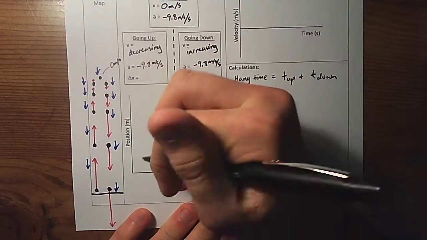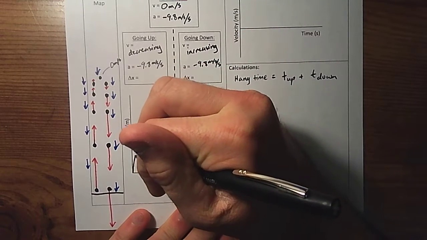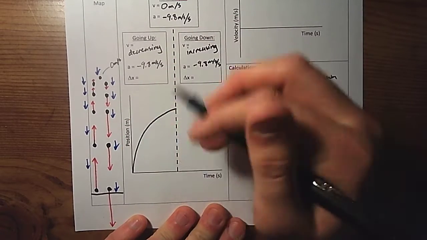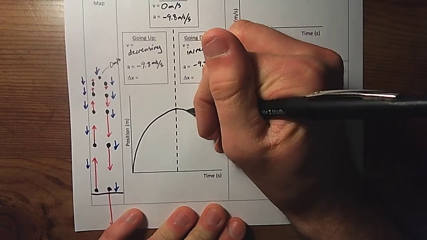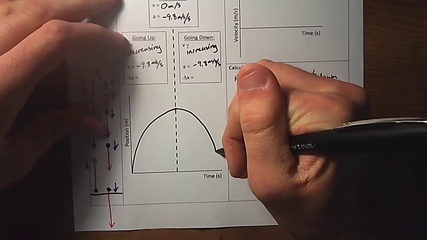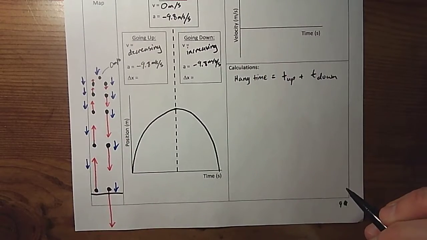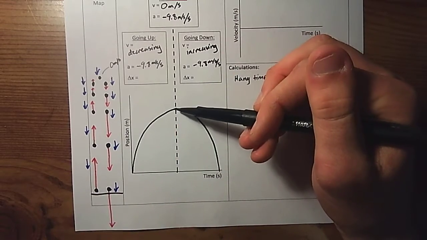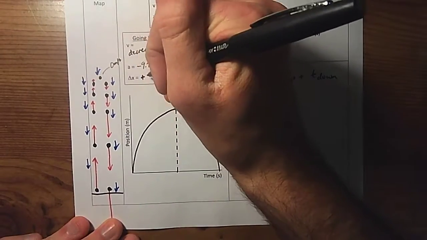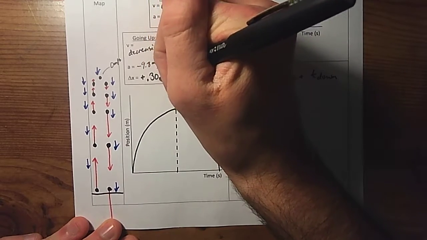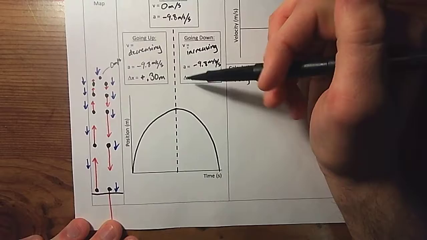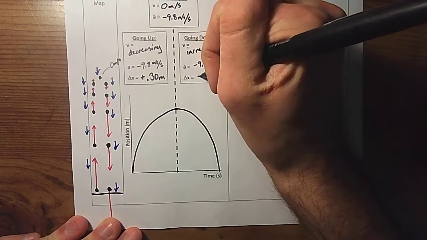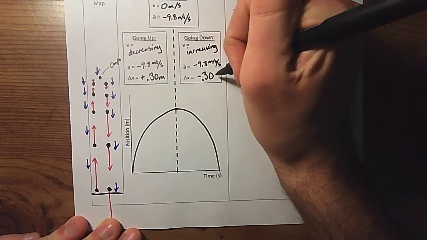Let's graph this out. For a position versus time graph, remember the slope of this graph is my velocity. So as time increases, at least going up, my slope decreases, so my velocity is decreasing. And then on the way down, as time increases, my slope starts to increase because my velocity is increasing. On the way up, I start from a position here and I go up to the top. That's a change in distance of positive 0.3 meters, because I'm going upwards. And then on the way down, I started up top and now I'm going downwards. My distance is still 0.3 meters. I'm just going in the negative direction now.